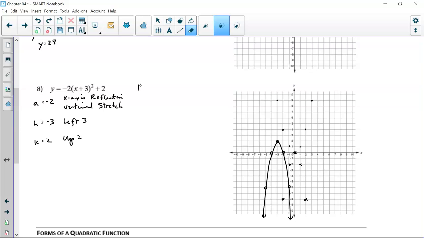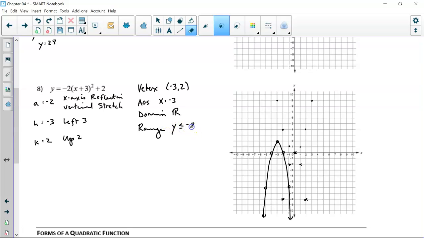So our vertex, we already knew where it was going to be. It's going to be at negative 3, 2. Our axis of symmetry, x equals -3. Our domain, we knew that because it's always the same for a parabola. It's all real numbers. And our range, y in this case is less than or equal to 2.